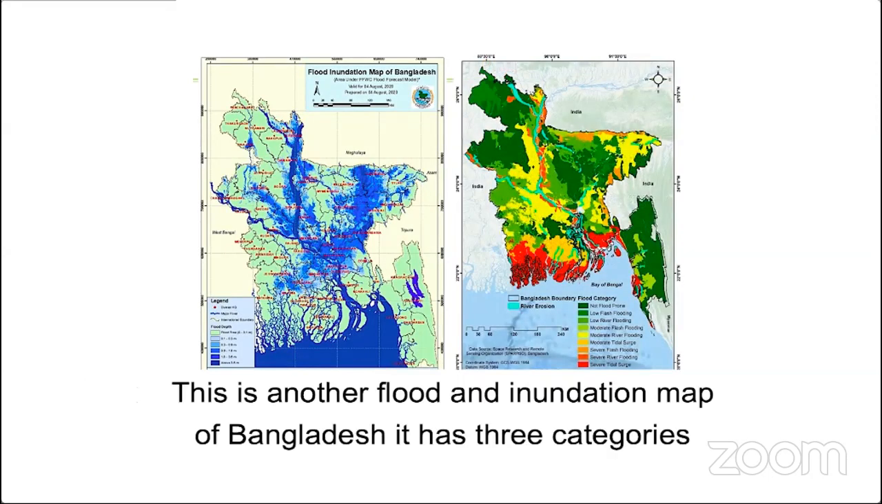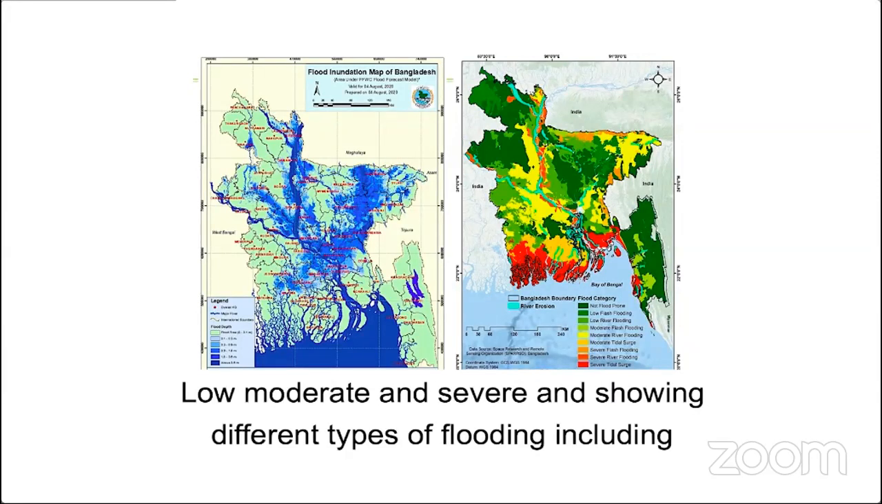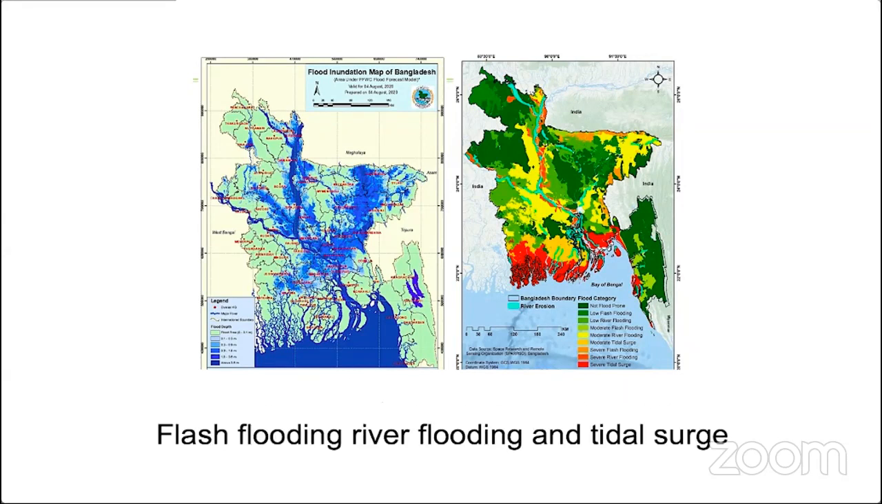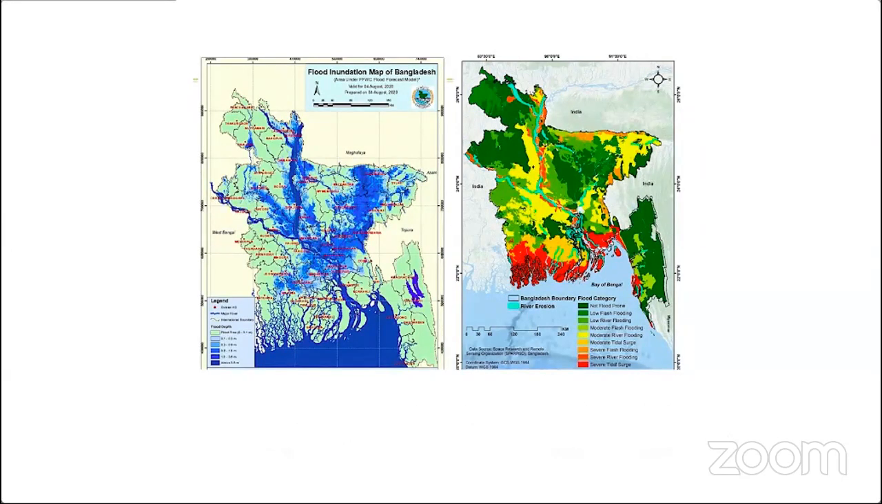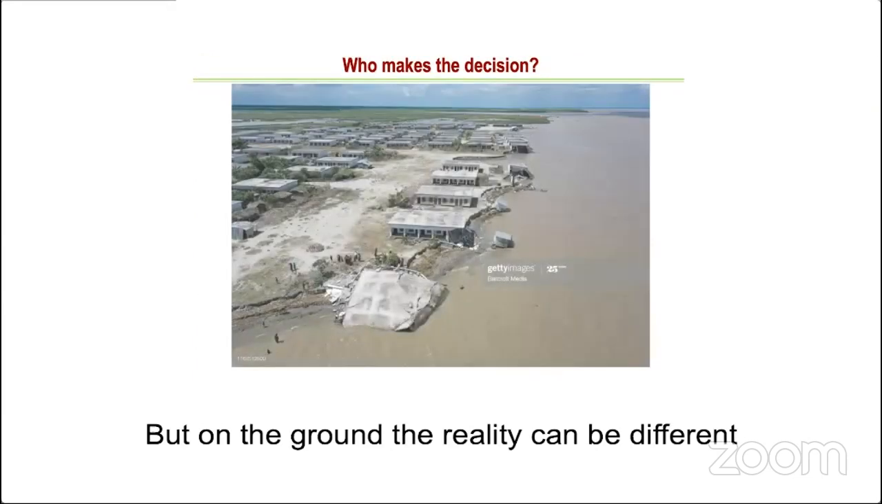This is another flood and river erosion map of Bangladesh. It has three categories: low, moderate, and severe, and shows different types of flooding, including flash flooding, river flooding, and tidal surge. But on the ground, the reality can be different.